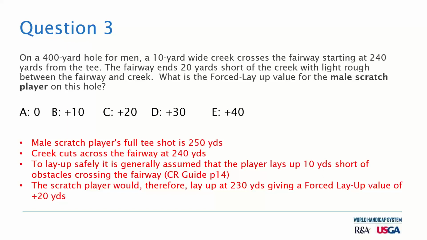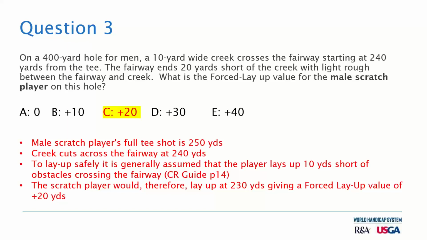Some of you that got this one wrong put in a plus 30 or maybe even a plus 40, thinking that the player had to go back to the fairway to stay short of the creek. But the category here is a forced layup. What is keeping the player out of the creek? That's the forced part of it. That's 10 yards short of the creek. Anything beyond that becomes a layup by choice. Just because the player is in the rough doesn't mean they're in the creek, in the water. So being in the rough isn't maybe ideal, but it's definitely not a penalty. It's not putting the player into the crossing obstacle. So that 230 yards is where the forced layup exists. So the answer then is C, plus 20.